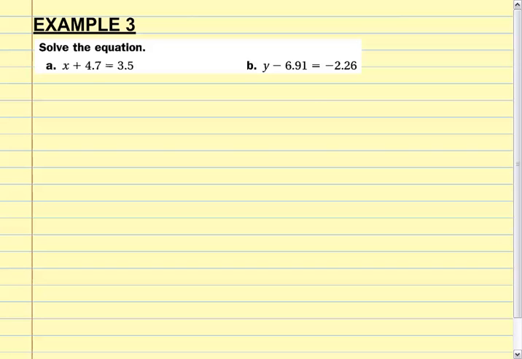Solve the equation. X plus 4.7 is equal to 3.5. What's it mean to solve? What's it mean to solve, Bailey? Oh, no, that's what evaluate means. What does solve mean, Elizabeth? Get the variable by itself. Okay, now the variable's not by itself. What do I need to do to get the variable by itself, Aiden?